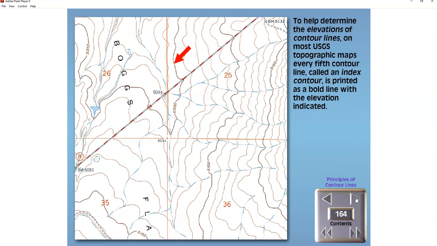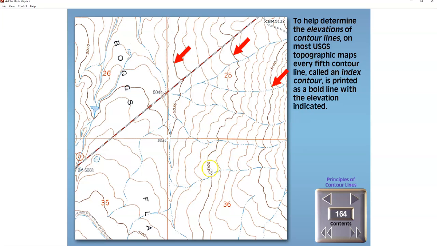To help determine the elevations of contour lines, on most USGS topographic maps, every fifth contour line, called an index contour, is printed as a bold line with the elevation indicated. So they're not going to put numbers on every line. Every fifth line, they're going to make it a darker brown line. They're going to bold it. I don't know if you can see on this map, this one here is called 5,050. Then they're going to give you 4 lighter brown lines and then another bold line, every fifth one. So this one says 5,100.